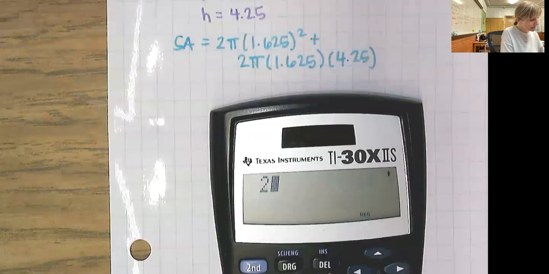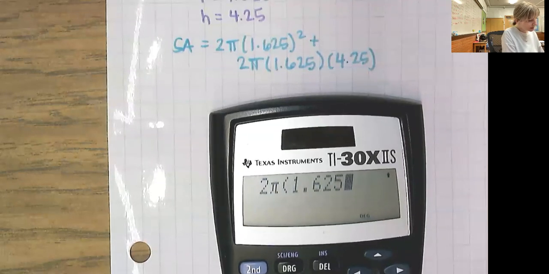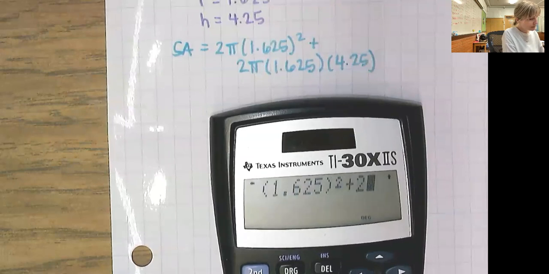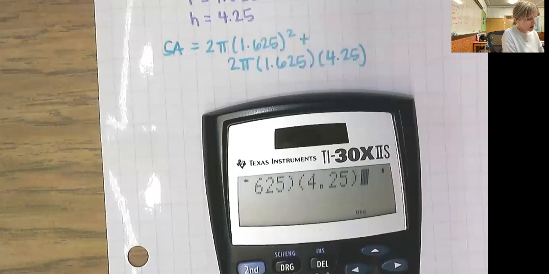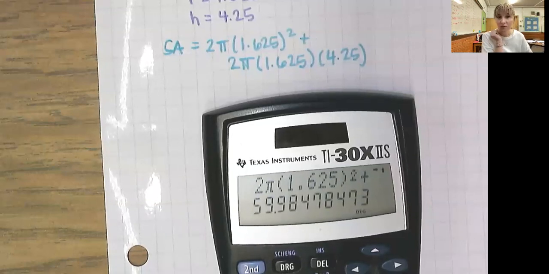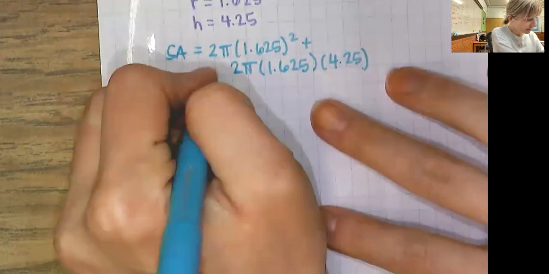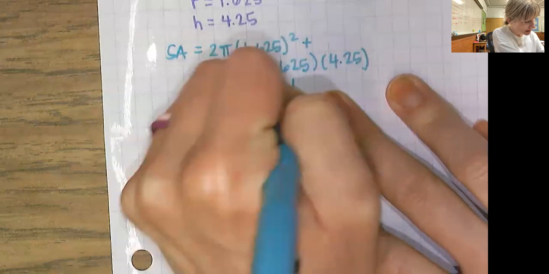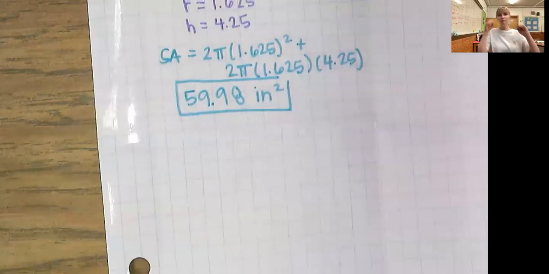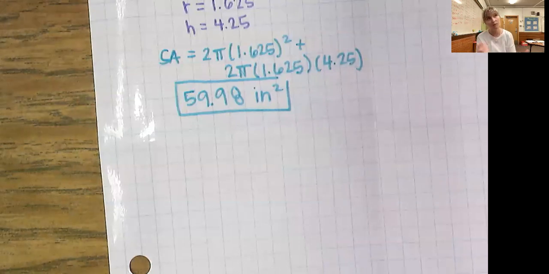So here I go. 2 pi r squared plus 2 pi r h. And that means the surface area of a soup can is 59.98 square inches, which what does that tell you? Well, some people will say it tells you how big the label is. Actually, no, because the label's not the circles. The label's just the big rectangle. It tells you how much aluminum it would take to make the can. The entire surface area is the material it takes to make the can.